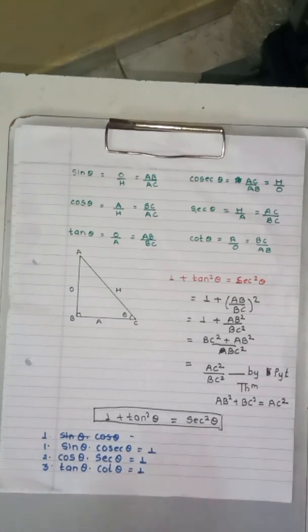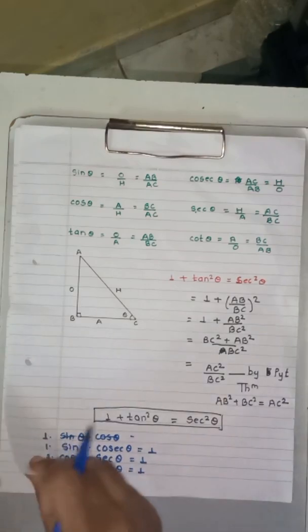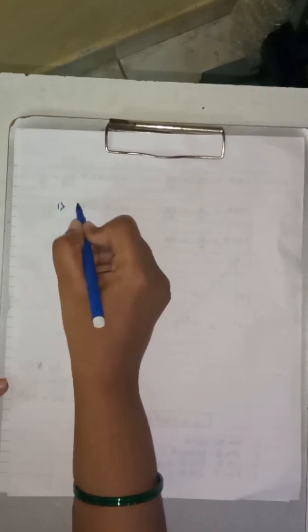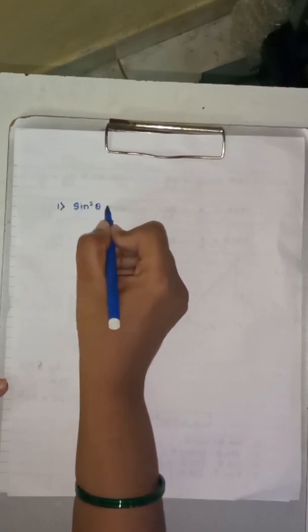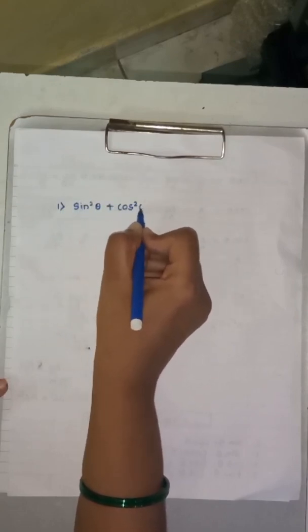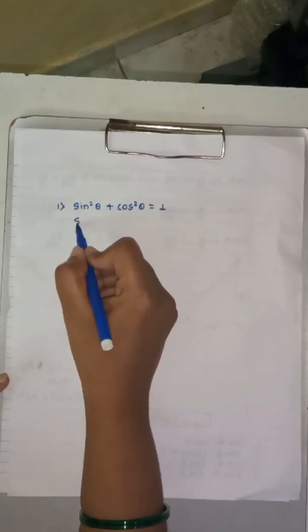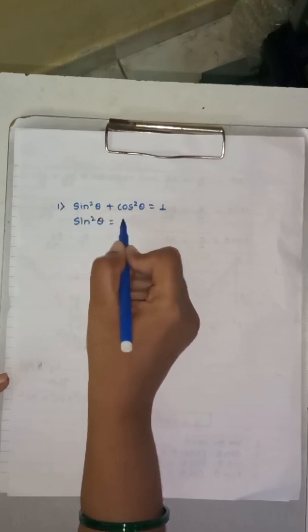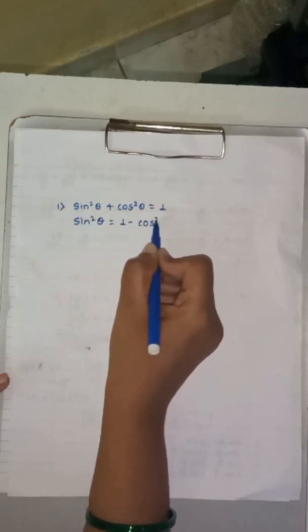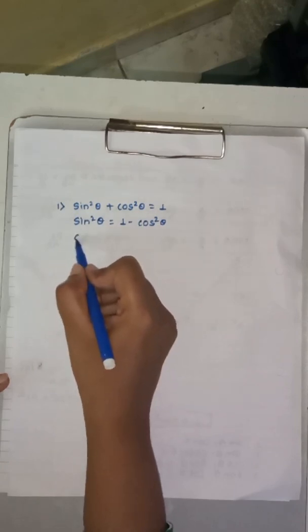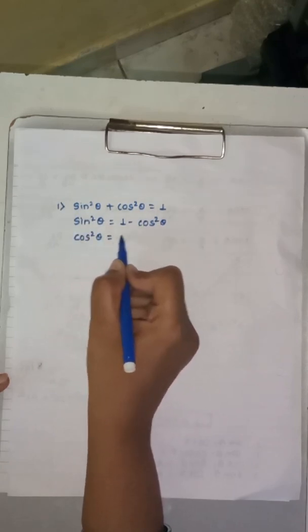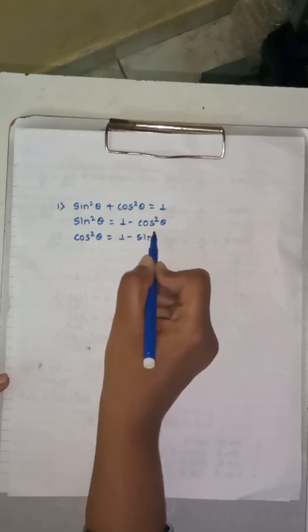You are going to use these identities for solving the questions. After that, in today's session you have also studied some identities. First one I'll write down here, sin square theta plus cos square theta is equal to 1. Then you can also write this identity as sin square theta is equal to 1 minus cos square theta. This identity can also be written as cos square theta is equal to 1 minus sin square theta.